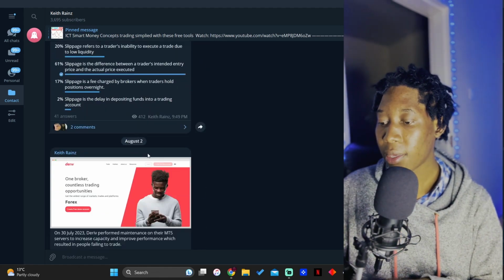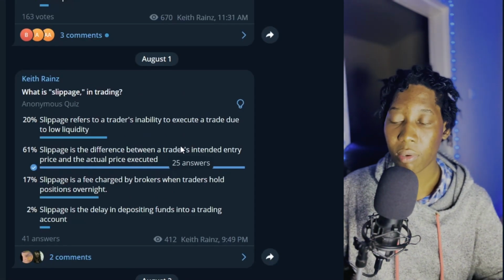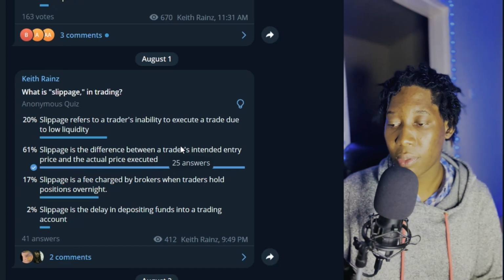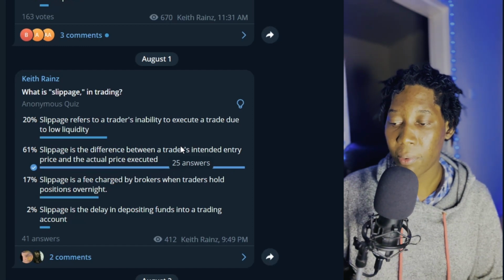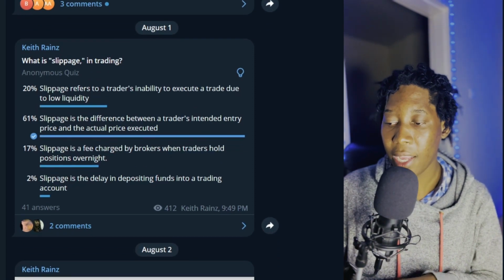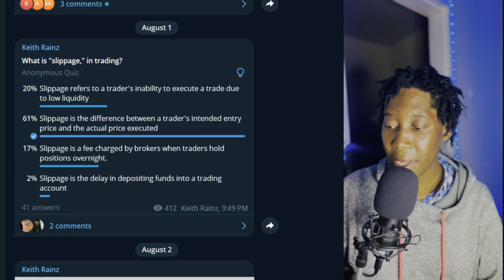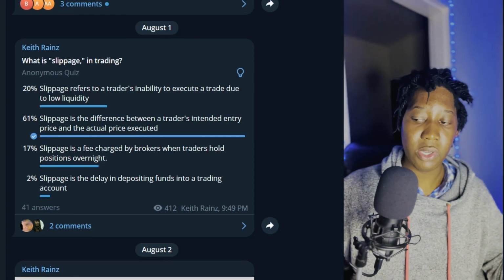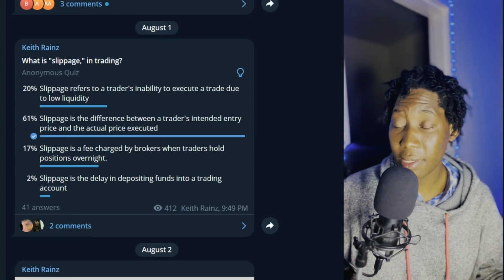Okay, the second to last quiz is, what is slippage in trading? The first answer is, slippage refers to traders' inability to execute a trade due to low liquidity. Slippage is the difference between a trader's intended entry price and the actual price executed. Slippage is a fee charged by brokers when traders hold positions overnight. Slippage is the delay in depositing funds into a trading account. Okay, so here is the question. The answer is already the second one, but why is the second answer the best answer?